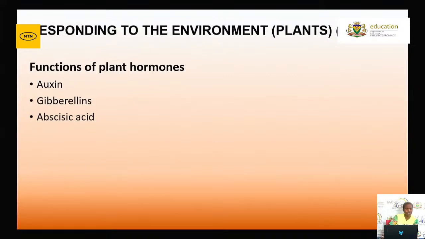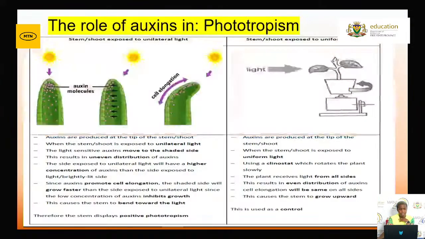Our last topic is the functions of the plant hormones responding to the environment. Remember that it is only out of 13 marks. So please remember the functions of all these plant hormones. I'm talking about auxin, gibberellins, and abscisic acid. And this is very important: the role of auxin in phototropism and the role of auxin in geotropism.